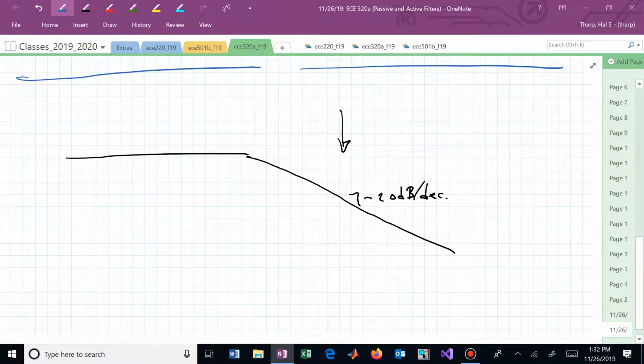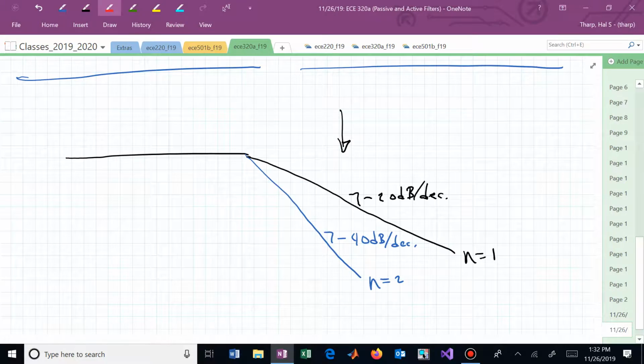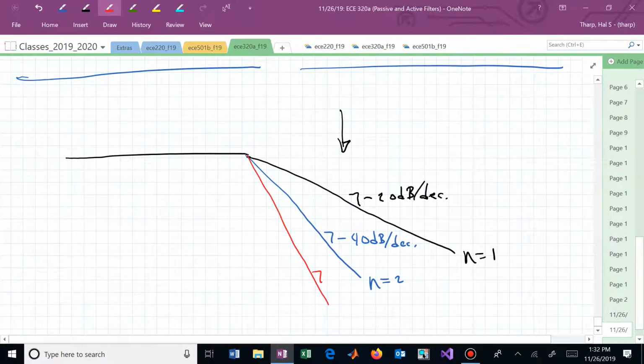That means that somebody might say, well, let's just increase our filter order. Let's make it a second order. So here was n equal 2 for our factor, and here's n equal 1. And let's now say this is minus 40 dB per decade. Maybe somebody says, well, that's still not enough. So you say, well, give me another one. This is now minus 60 dB per decade.